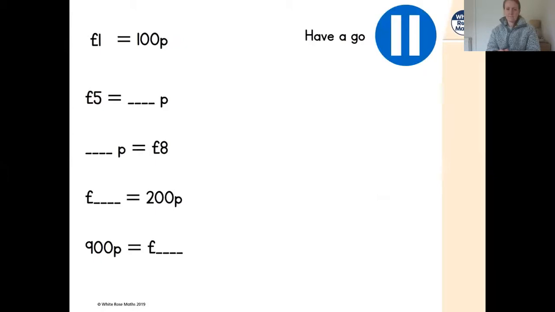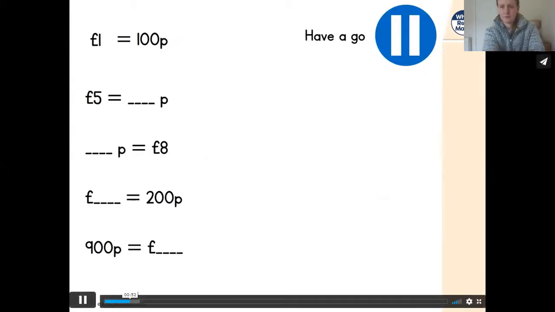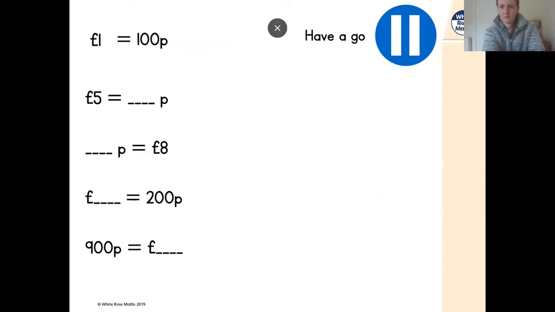So using that key fact, pause the video and have a go at completing those 4 number sentences. Well, £1 is 100 pence.